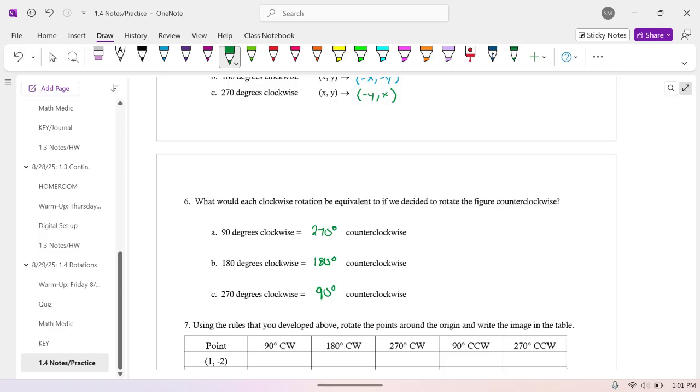So again, if you have trouble remembering the rules, all you need to remember is to switch x and y every 90 degrees, regardless of which direction you're going. And then flip the signs to fit the quadrant. So whatever type of points you're supposed to have in that quadrant, that's what you change your signs to.